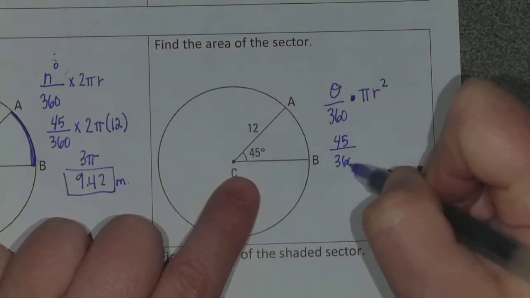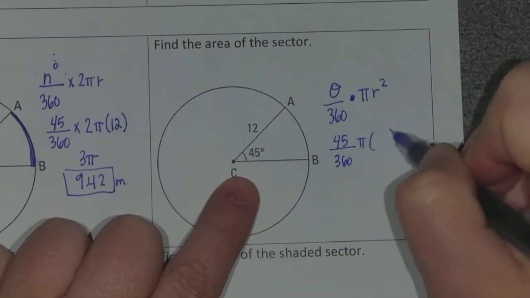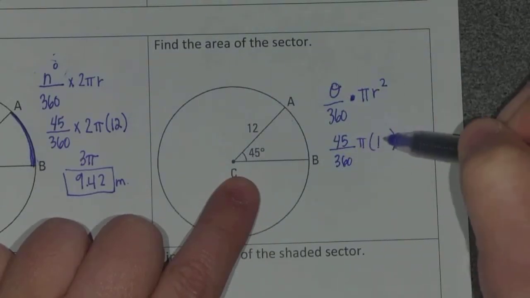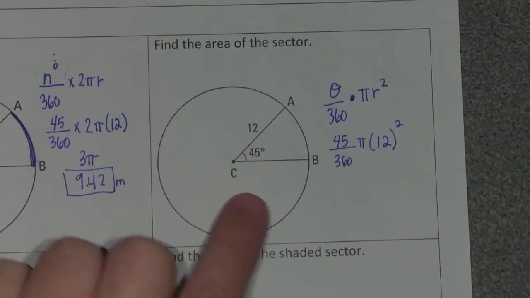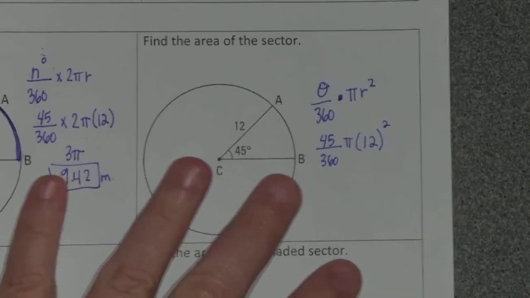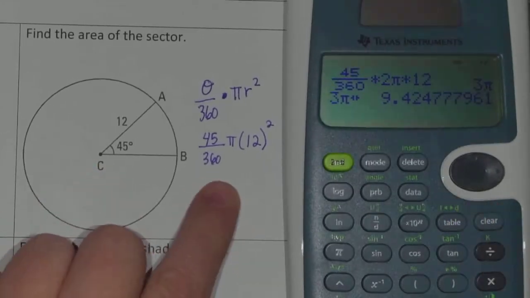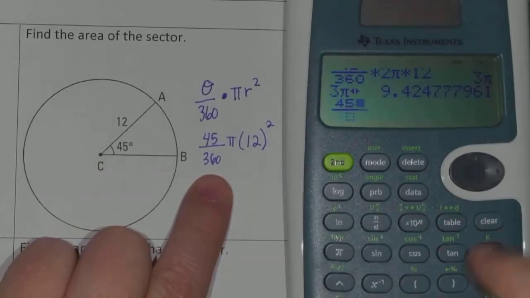45. And then I'm going to times it by pi, and then the radius squared. We said last time the radius was 12, so we're going to do 12 squared. And again, it just becomes a calculator problem. So put it on your calculator, use that as a fraction. It will be easier for you to punch in.